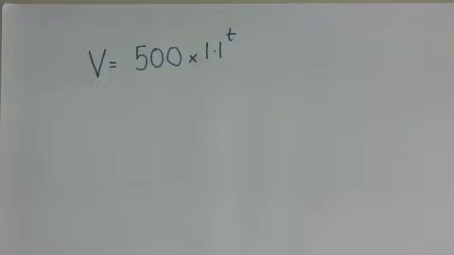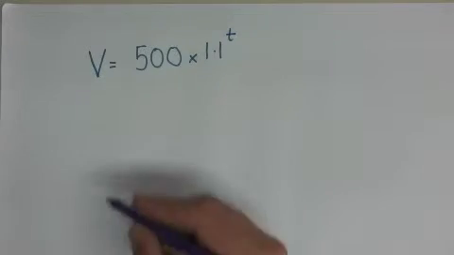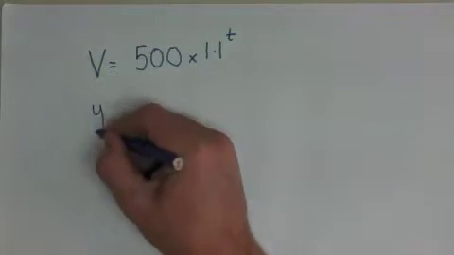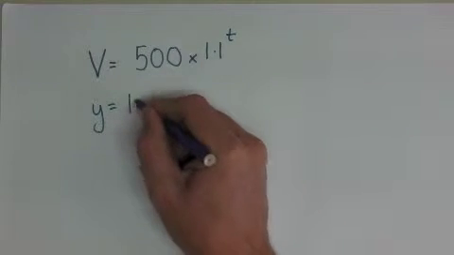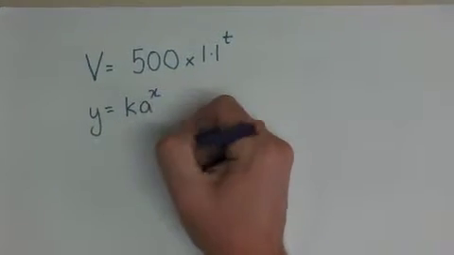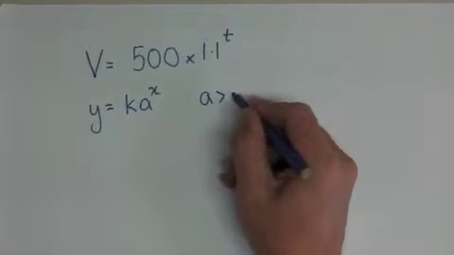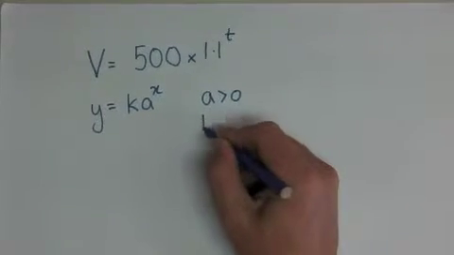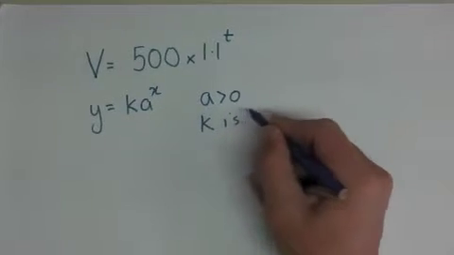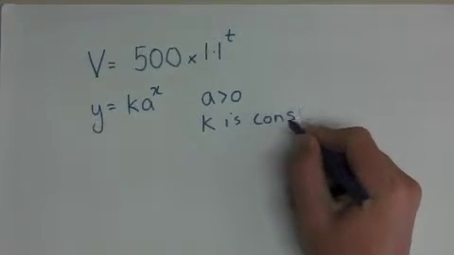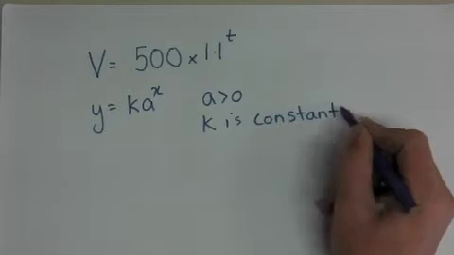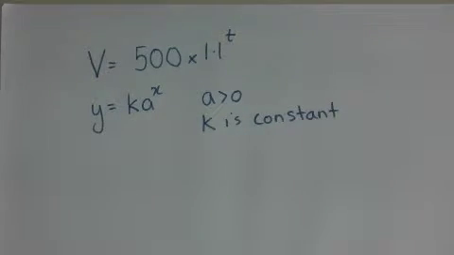First off, my equation for growth and decay using exponents is y is equal to k a to the x, where a is greater than 0, k is a constant, and x is the variable that you are changing.